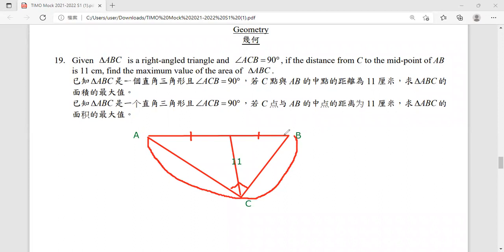So for those who want me to find a minimum area, you will know that if C goes to B, the area will be 0. So where will I have a maximum? C is at the middle here. If C is at the middle, 11 will be the radius of the semicircle, and this will also be 11.